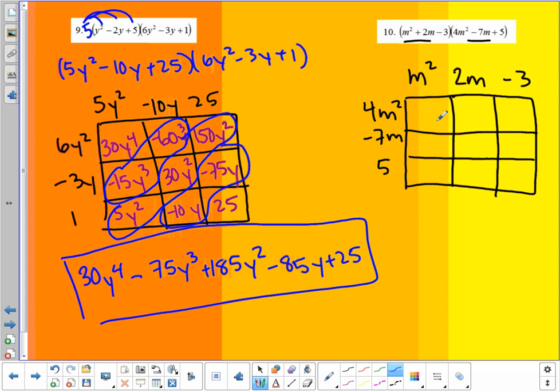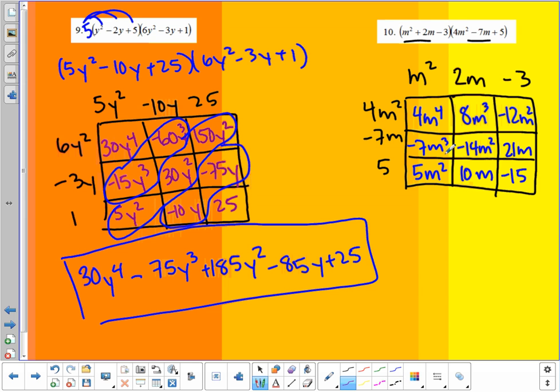And then I multiply on the inside. 4m squared times m squared is 4m to the fourth. 4m squared times 2m is 8m to the third. 4m squared times negative 3, negative 12m squared. Then negative 7m times m squared is negative 7m to the third. Negative 7m times 2m is negative 14m squared. Negative 7m times negative 3, positive 21m. 5 times m squared, 5m squared. 5 times 2m, 10m. And 5 times negative 3 is negative 15.